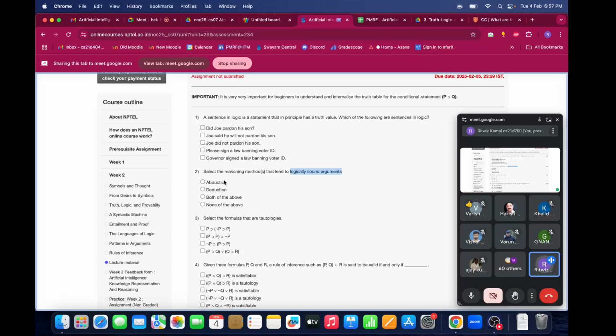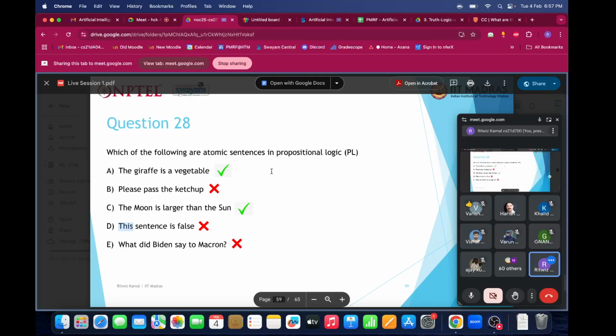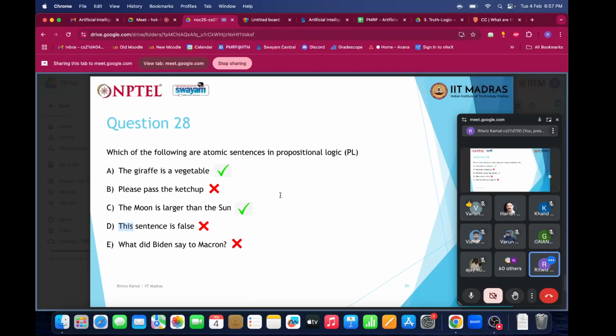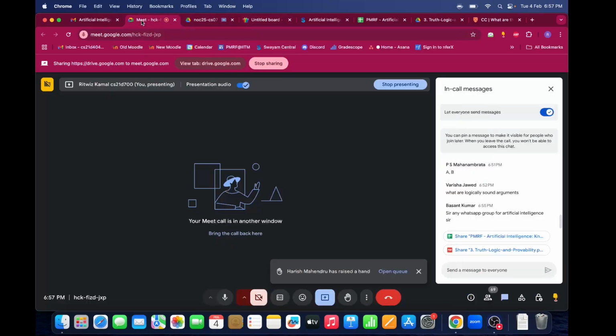Also try to remember the meaning of each of these different options. What exactly does abduction mean? What does deduction mean? What does induction mean, and so on. Yeah, Harish, you were asking some question. Sorry, you got cut off.